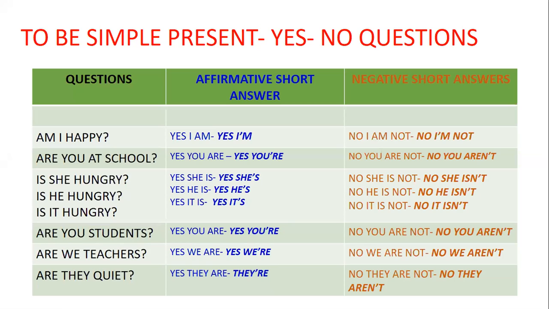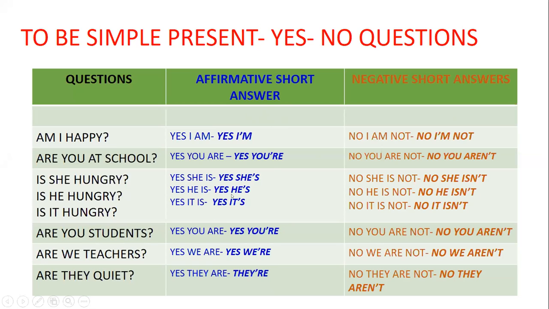As you may remember, we already have seen this presentation that is about how to formulate questions with the verb to be, and how we can provide affirmative short answers and negative short answers. For example, to the question, am I happy? You may have two possible answers, say yes, yes I am, or yes I'm.